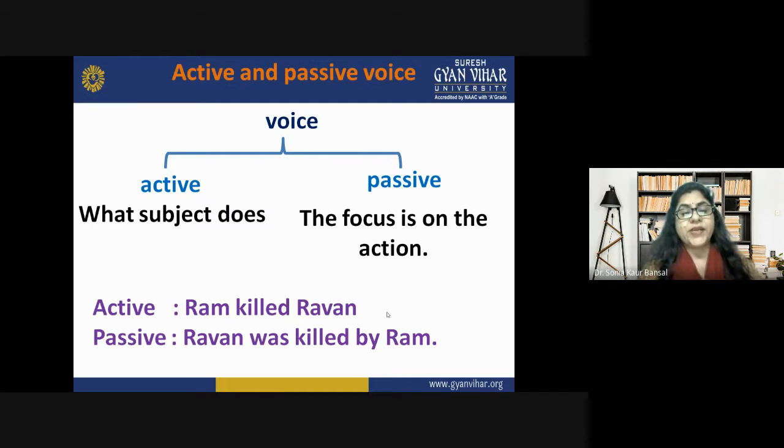Now the active sentence here: Ram killed Ravan. That means, students, that the focus is on Ram, who is the subject in the first sentence, the active sentence. But in the second sentence, Ravan was killed by Ram, the focus has shifted to the action. Ravan was killed is an action. By Ram, we have used a prepositional phrase. So we have converted the active sentence into passive voice by following the rules which I have just told you.